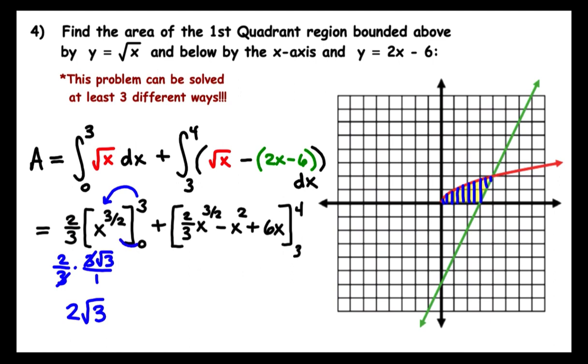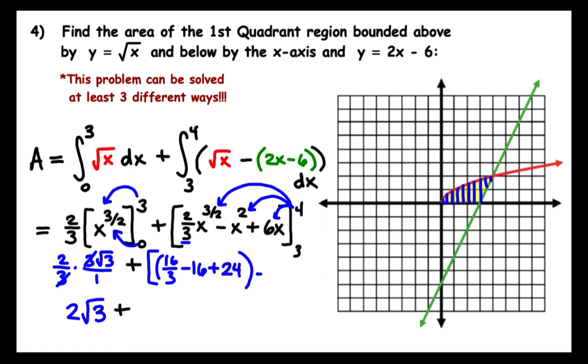I won't bother plugging the 0 in because you can see that's going to be a 0. All right, plus in goes the 4. Well, rad 4 times rad 4 times rad 4 is really just 2 times 2 times 2. That's 8. 8 times the 2/3 in front would be 16/3. Minus 16 plus 24.